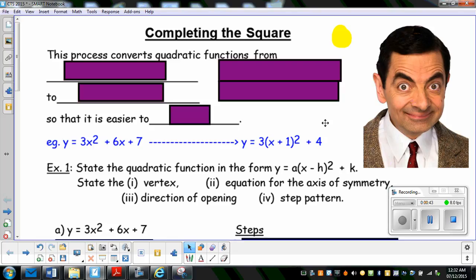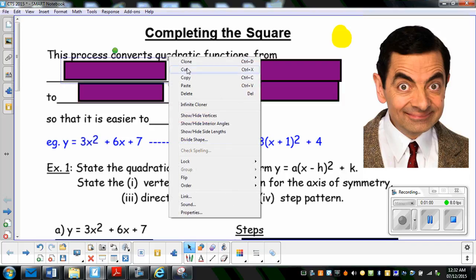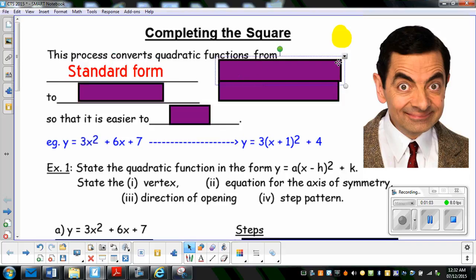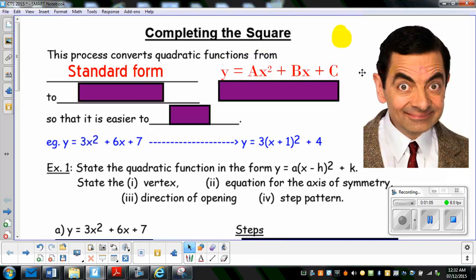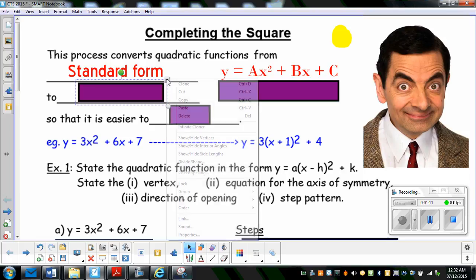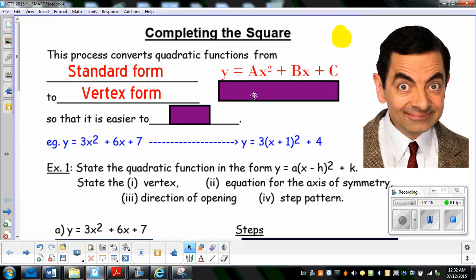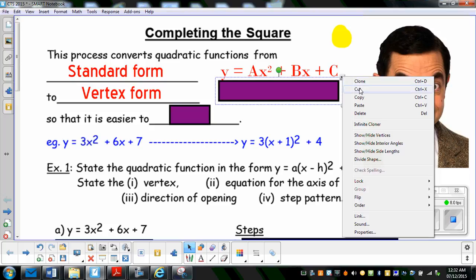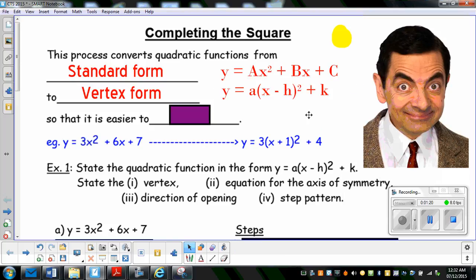Okay. So today we're taking a look at something called completing the square. You guys can just fill in the blanks here as I talk my way through this. The process of completing the square converts quadratic functions from standard form, which looks like y equals ax squared plus bx plus c, to the form that we're more familiar with, which is vertex form. Vertex form is y equals a(x minus h) squared plus k.